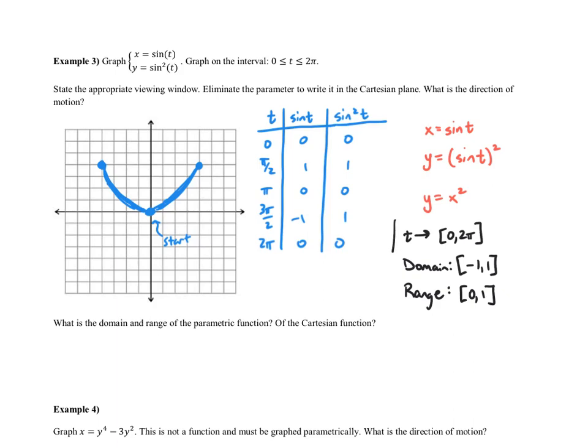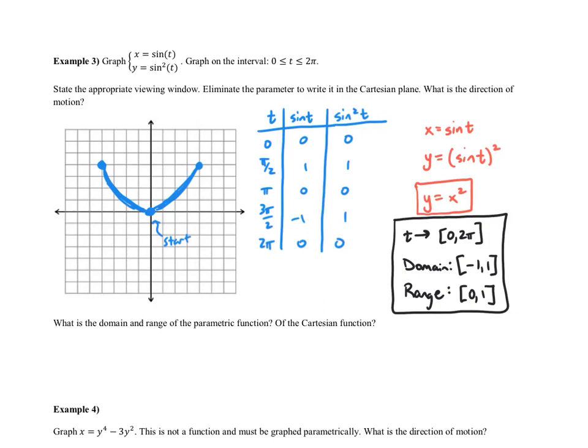And this domain and range is true for my parametric equations, but remember it's also true for the Cartesian function. It does not change because the Cartesian function of y equals x squared right here came from the parametric form. So in the context of this problem, my domain and range for y equals x squared is negative 1 to 1 for the domain and 0 to 1 for the range. Okay, let's try our last example.